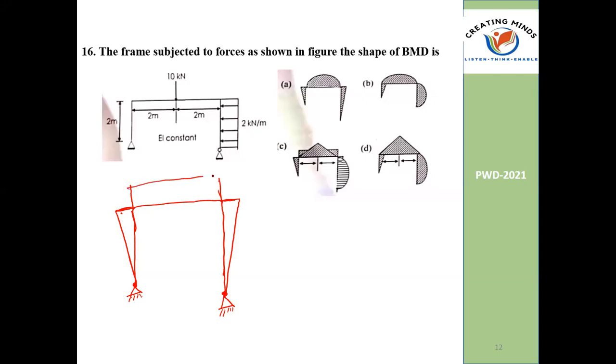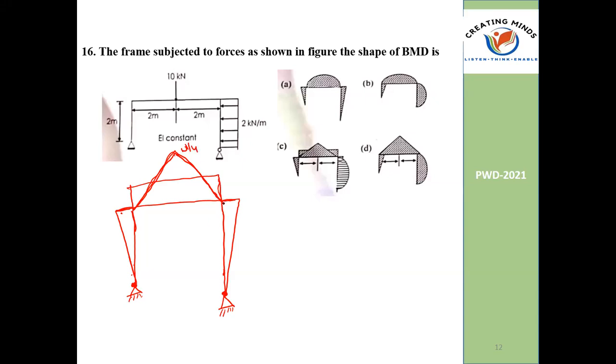So these are the possible final moments, whatever I am representing: MAB, MBA, MBC, MCB, MCD. But here at the hinge, those two are 0. And if we impose the free BMD, here we are having a triangle. Because of point load, we may expect a triangle like this, triangle like this, triangle like this. And this value is WL by 4.